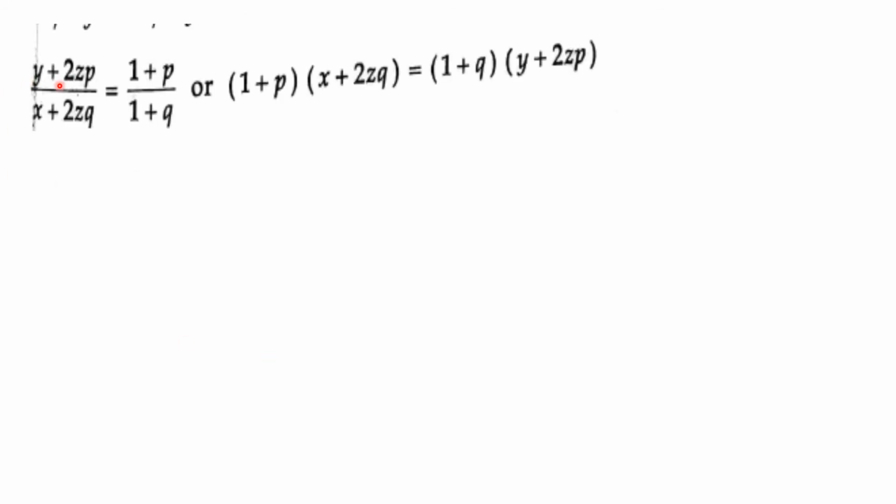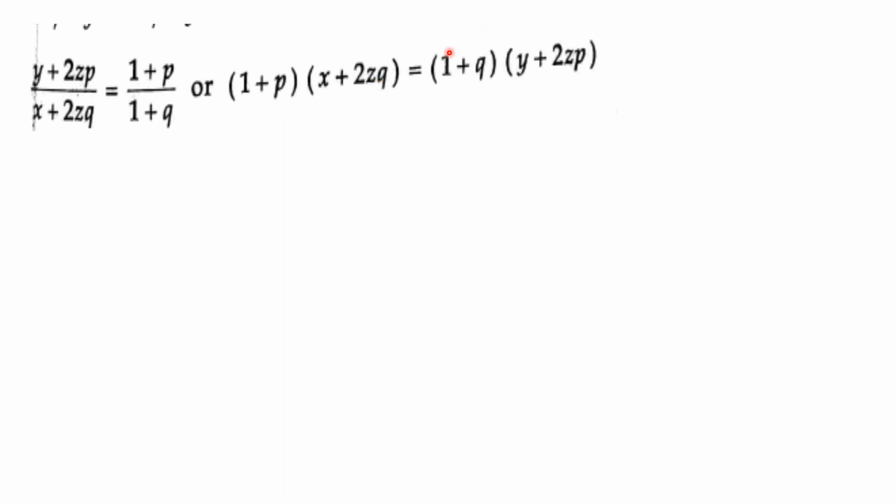So when we substitute, you get y plus 2zp by x plus 2zq is equal to 1 plus p by 1 plus q. So cross multiply. So when you cross multiply, you get 1 plus p into x plus 2zq is equal to 1 plus q into y plus 2zp. Now multiply each term inside the bracket. So 1 into x is x, 1 into 2zq is 2zq. Next p into x is px, p into 2zq is 2pzq.